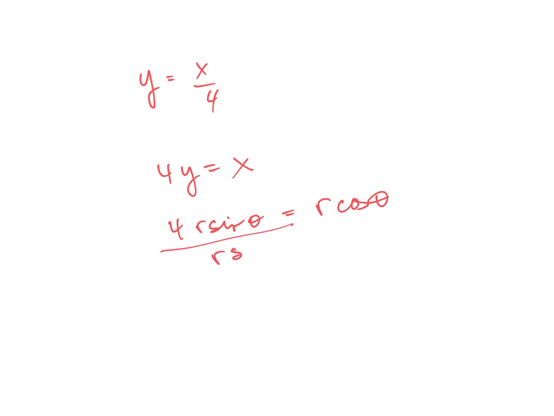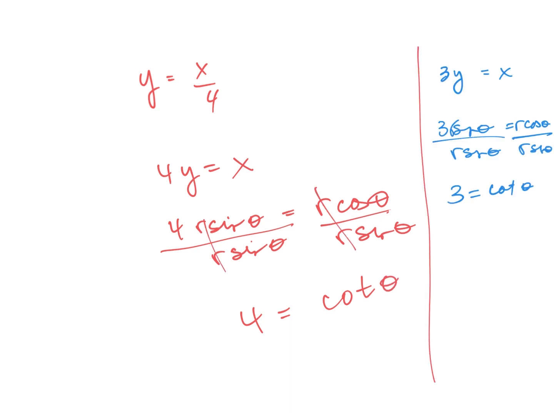We have y equals x over 4, 4y equals x, 4r sine of theta equals r cosine of theta. And when I divide by r sine of theta, I get that 4 equals cotangent of theta. The r's bite the dust on both sides. So number 5 is just like number 4, but it has a 3 instead of a 4.